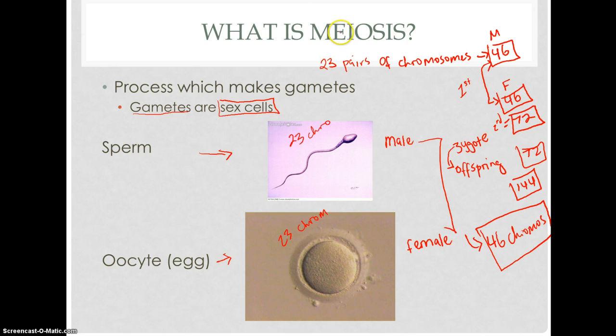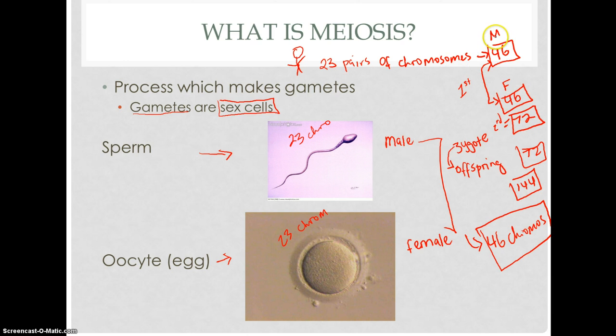And what is the significance of meiosis? Well, we'll use the example of a human being to explain the significance. Here we have a human being. A human being has 23 pairs of chromosomes, meaning 46 chromosomes total. And that is all human beings. Normal human beings have 46 chromosomes.